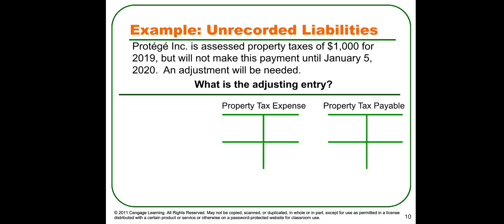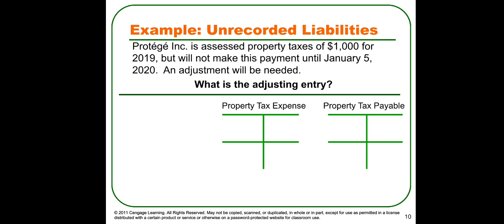Okay, the second example, this one is the second type of adjusting entry, unrecorded liabilities. There is a business, and this business is assessed property taxes of $1,000 for year 2019, but will not make this payment until 5th of January 2020. What adjusting entry has to be made when the business closed its account at 31st of December 2019?